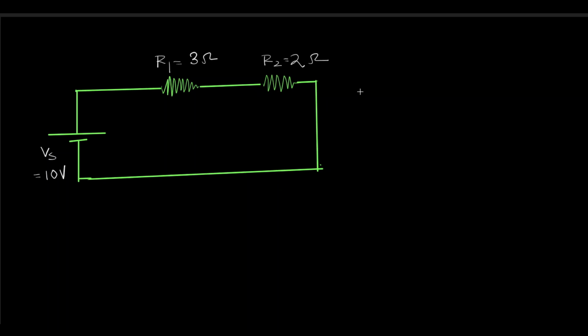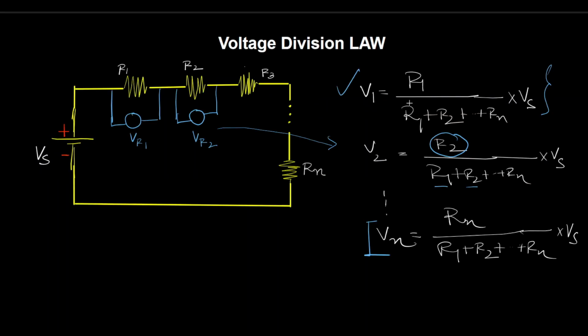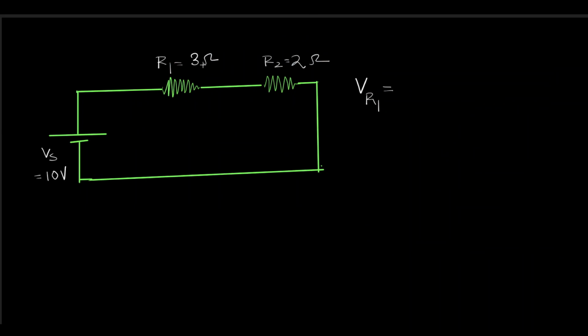So let's find out first VR1. Now using this voltage division law, which is that resistance divided by that resistance plus all the resistance connected in series with that resistance. So here basically we are finding the voltage drop across this resistance, so it is simply R1 divided by that resistance, which is R1, plus all the resistance connected in series with that resistance. So R2 here is connected with R1, so R2, into Vs. Okay, so this is the formula.